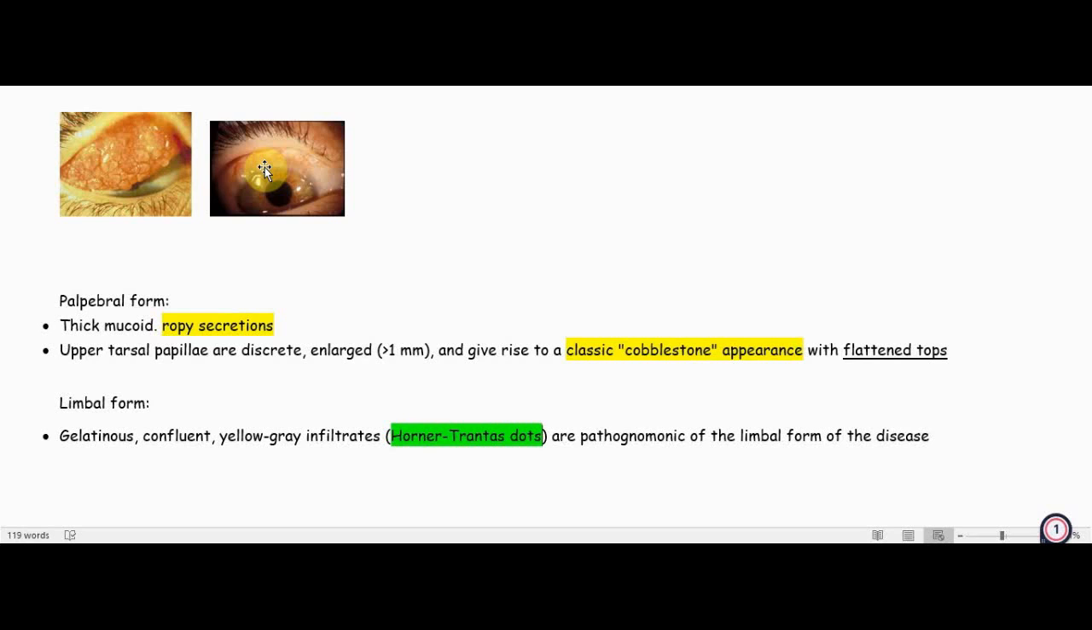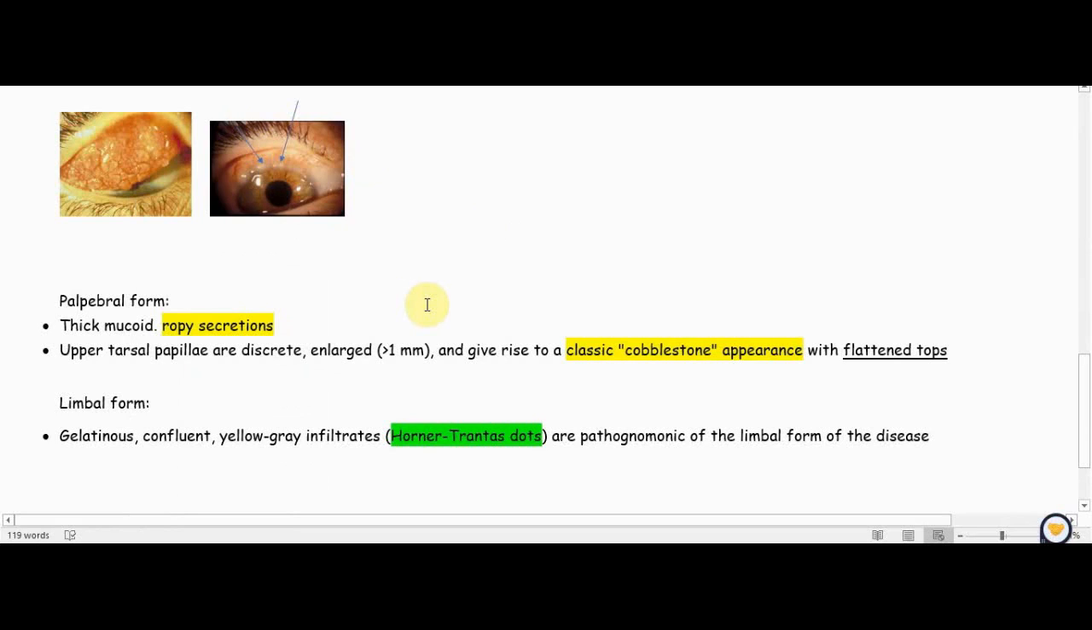So this is a very pathognomonic feature and something you should not be confusing. Let me just find this out for you. So this over here is one Horner-Trantas spot. This is a white, discrete, and superficial spot which is basically located around the limbus, and which is composed of eosinophils and epithelial cells. Let me just point out another Horner-Trantas spot to you. So this one is also.